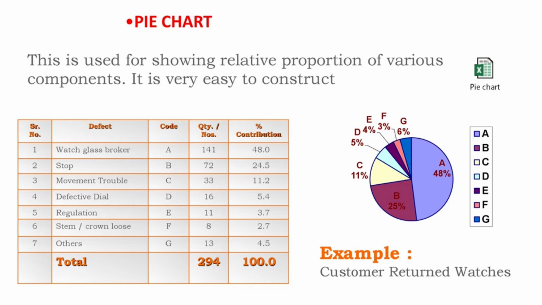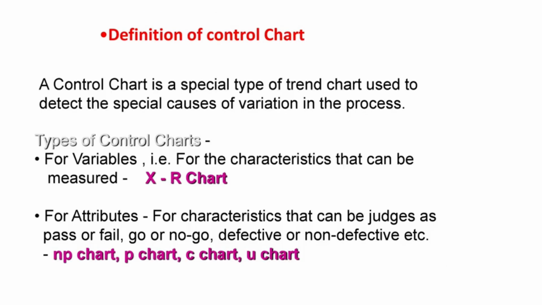Next is pie chart. This is used for showing the relationship of proportion of various components. It is easy to construct. Here you can put what is the defect code, what is the quantity, what is the percentage contribution. For 100, what is the defect contribution? Then you can make a pie chart.